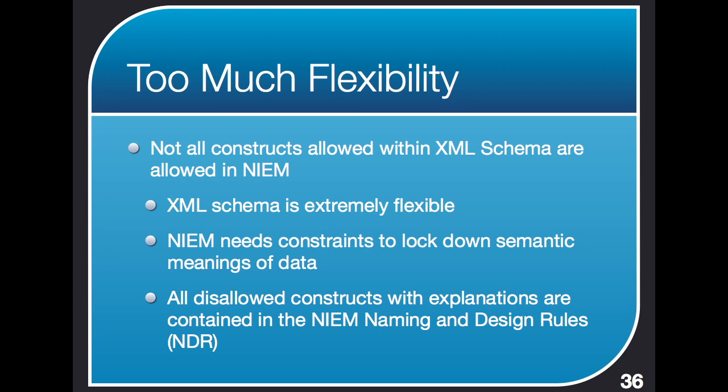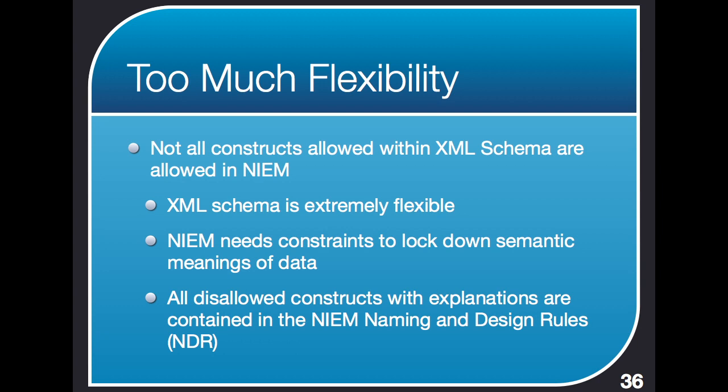See, the problem with XML schema is that it's too flexible. And now usually that's a good thing, right? It's great to have things nice and flexible. But the NIEM needs to lock down semantic meaning of a lot of chunks of data. And to do that, it needs to put some constraints on what you can do with XML schema. The bottom line is not everything that's allowable in XML schema is allowable in the NIEM.